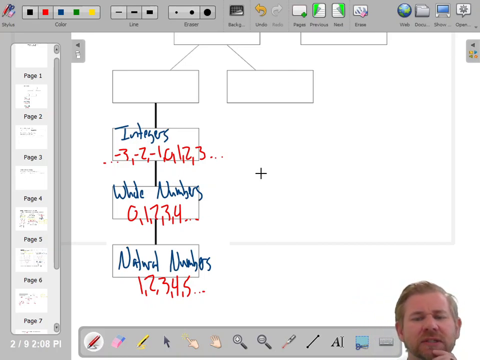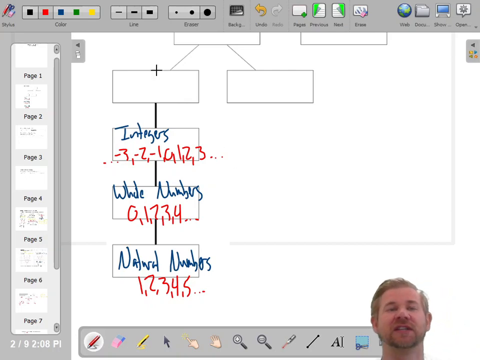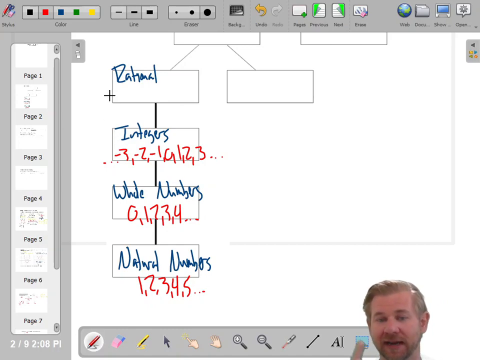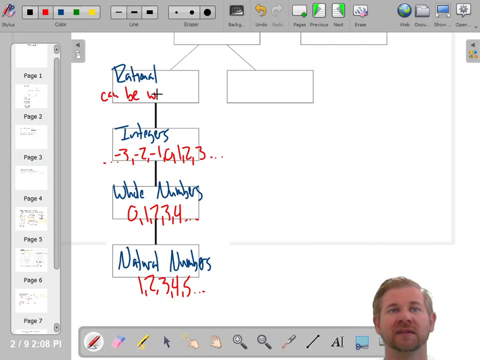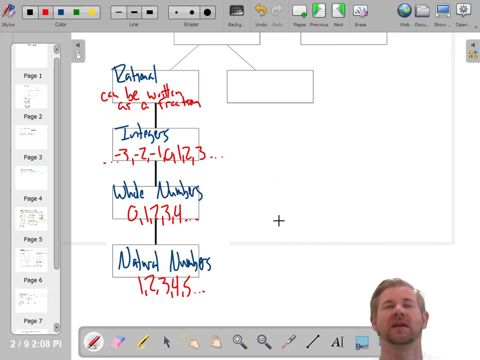What else can we do? Let's see. We take away things. What if we break things and we have fractions? If you have a fraction of integers, those are called the rational numbers. So rational numbers are fractions of integers, and I'm going to write this more specifically. These can be written as a fraction. Now that means they either terminate or they repeat.